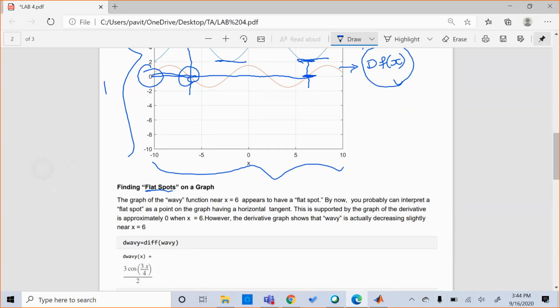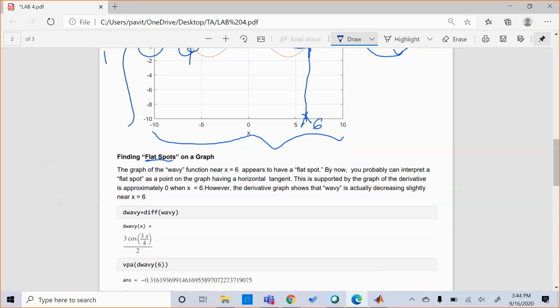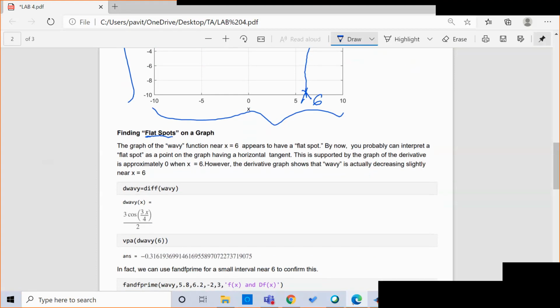So now, how do you find the exact value? I know this might be roughly at 6, but I'm not sure, right? It might be 6.0 or it might be 6.2 also. If you want to know the exact value, what you do is, you use the VP command.